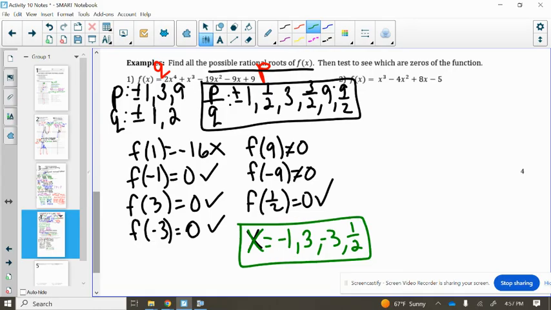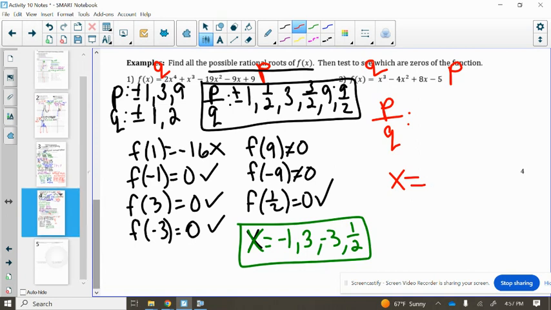Okay. Now there is another one for you to try over here. You have your p's and your q's. First off, what would your possibilities be? And then after testing those, which ones end up working out to truly be your zeros, if any?